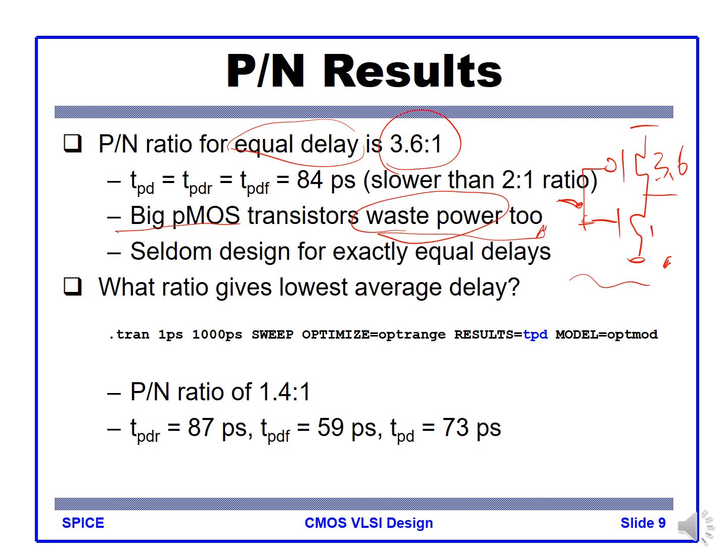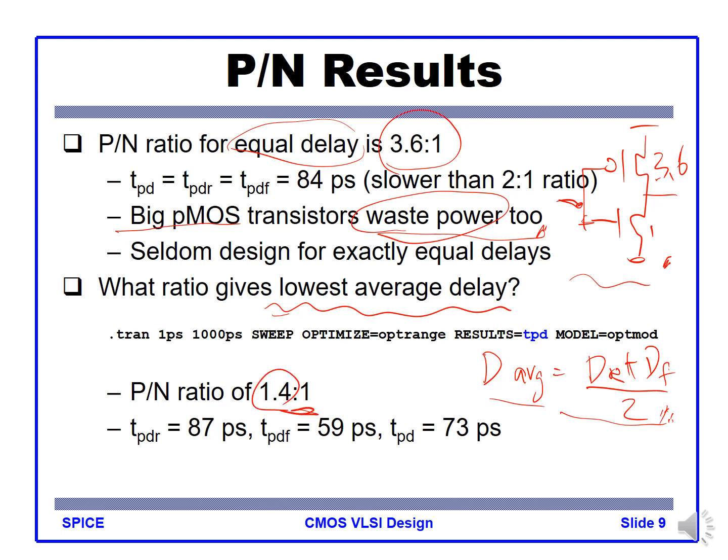But in actual standard cell design provided by the foundry, they use the lowest average delay. The average delay is the average of d rise and d fall. They don't know what event will happen, whether the output will rise or fall. So statistically, what matters is that the average delay is minimized. If you find the PN ratio that minimizes the average delay, it is 1.4.